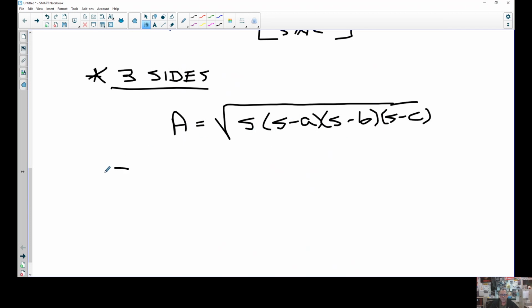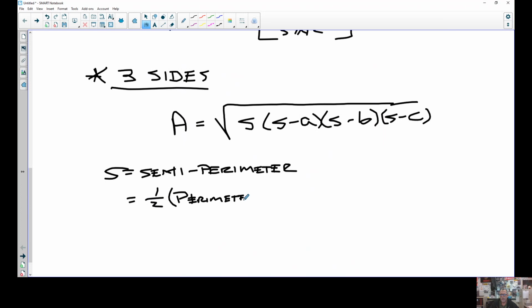Now, what is S? S is what we call the semi-perimeter. And if you remember what that is, gold star to you for remembering your geometry, because you did use this in geometry. Semi-perimeter is equal to 1/2 the perimeter.